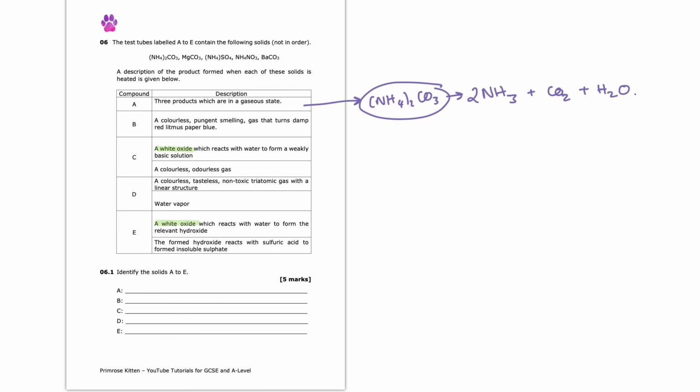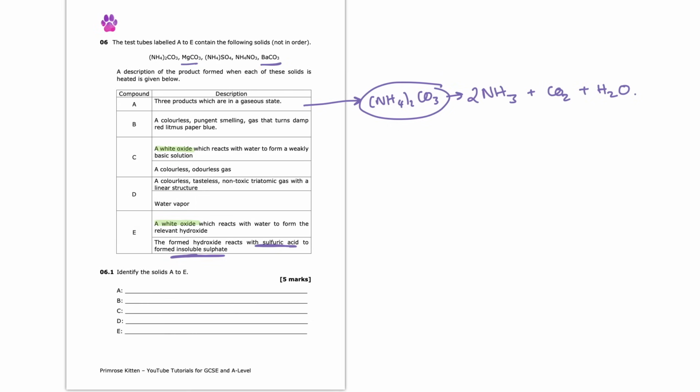And oxides often form from the thermal decomposition of metal carbonates. So I would say out of these two, C and E, that's likely to be the magnesium carbonate and the barium carbonate. So we need to say, well, which of those is going to give us a white oxide which reacts with water to form a weakly basic solution and a colourless, odourless gas, whereas the other one forms a hydroxide that reacts with sulfuric acid to form insoluble sulfate.